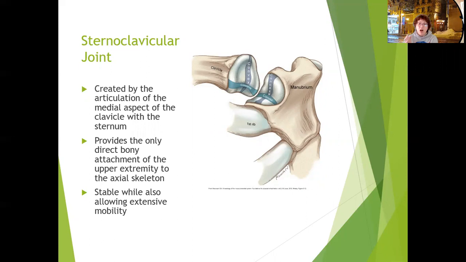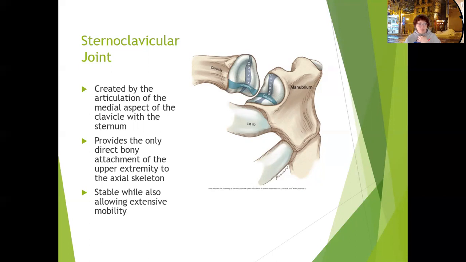Really all movements of the shoulder girdle, like movements of the scapula and the clavicle and the glenohumeral joint, originate at the SC joint. So if your SC joint is not moving, it can significantly limit movement in other parts of your shoulder. Who knew that that little joint was so important? But it is. It provides the only direct bony attachment of the upper extremity to the axial skeleton. It's super stable and has tons of ligamentous support, but it allows extensive mobility.